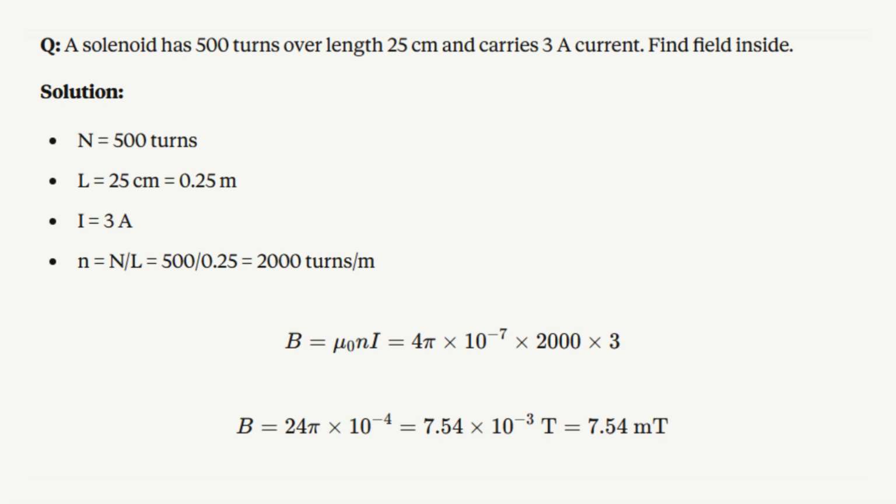Let's do a problem to find magnetic field inside solenoid. N equals 500 turns. Length equals 25 centimeters. Total current is 3 Ampere. The N turns per unit length is found to be 2000 turns per meter. The magnetic field is calculated to be 7.54 millitesla.